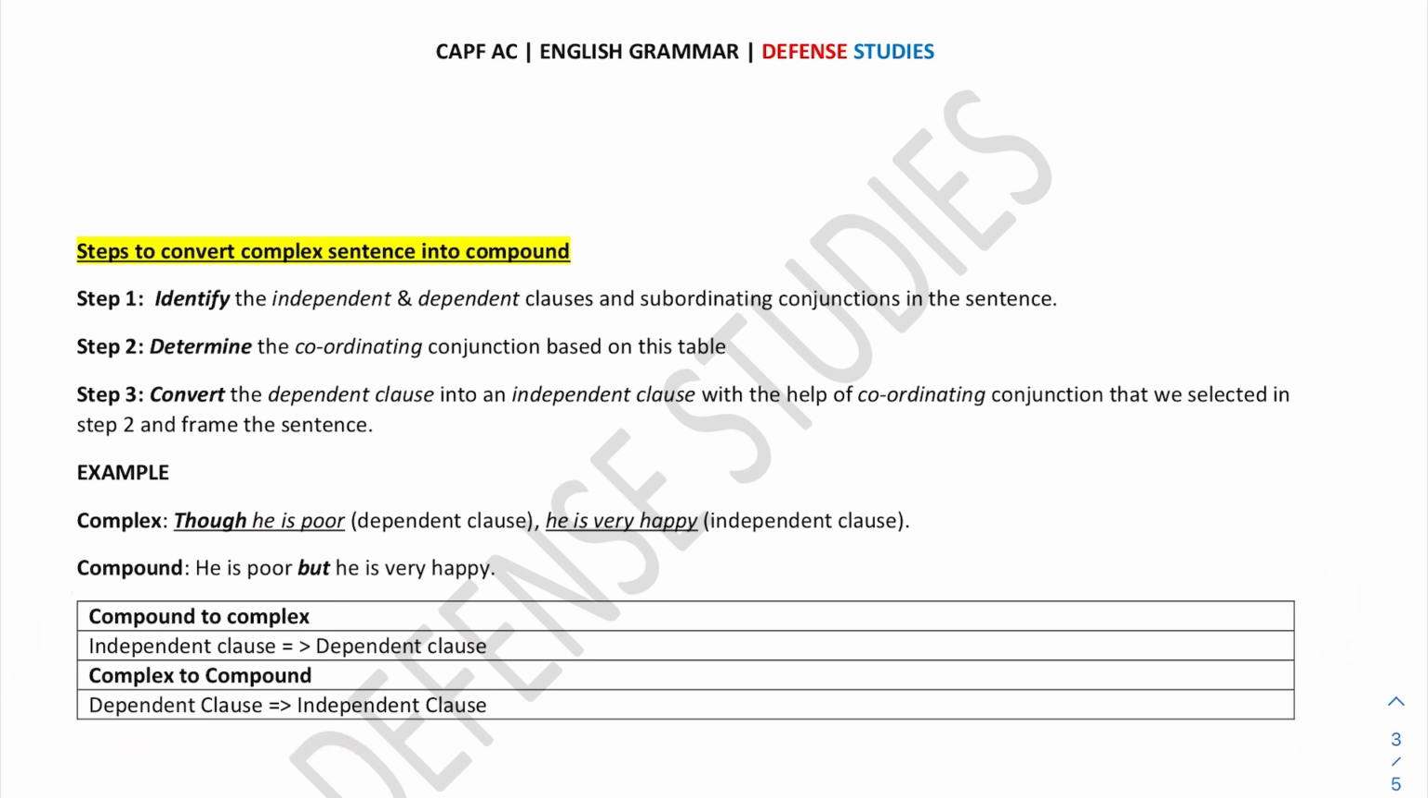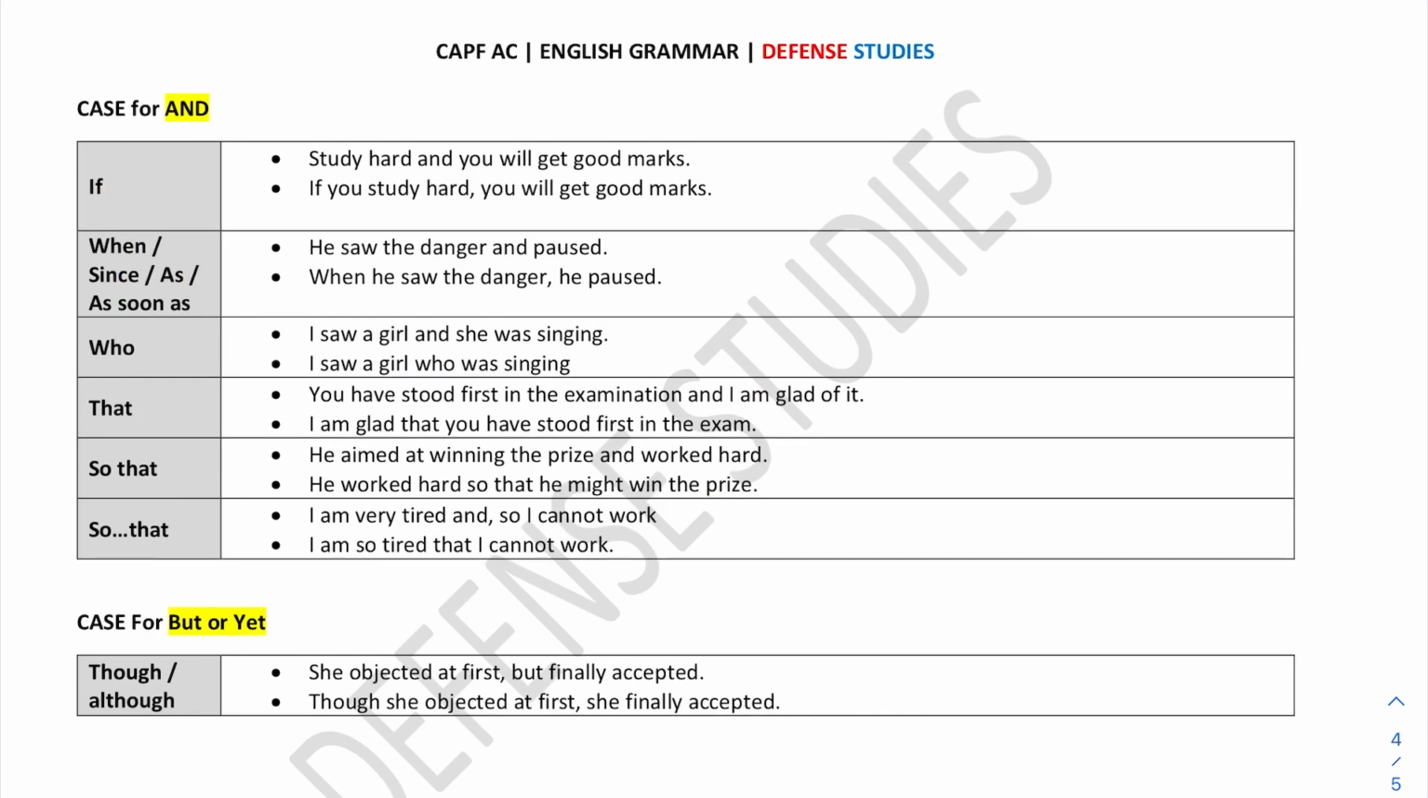The things you keep in mind while converting compound into complex, you need to convert independent clauses into dependent clauses, and while you are converting complex to compound, you need to convert the dependent clause into an independent clause. Now these are the certain cases for and, and cases for but or yet. So and is a coordinating conjunction. Whenever you find the conjunction and in a compound sentence, you can convert that compound sentence into a complex sentence in a variety of ways. These are subordinate conjunctions and these are coordinating conjunctions.